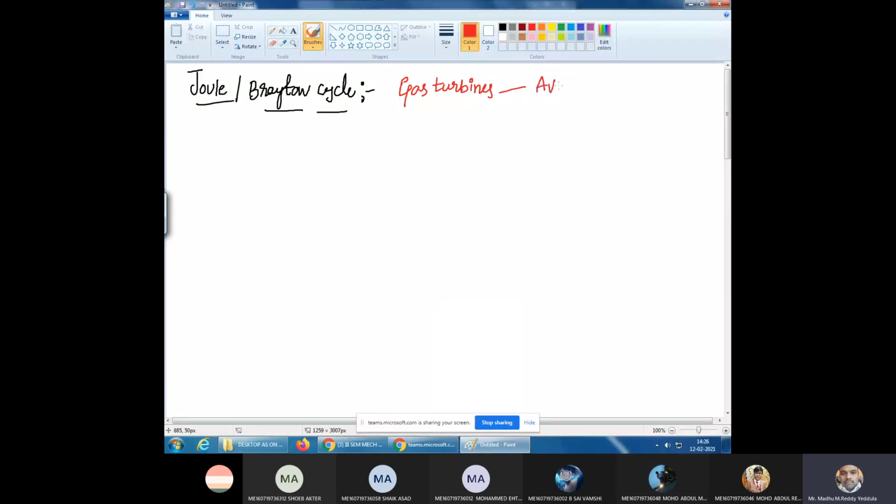The main application is aviation, right? In aeroplanes, in jet engines and rocket engines. Even some industries also use these gas turbines. So these are the applications. The main application is aviation, in jet planes and rockets.